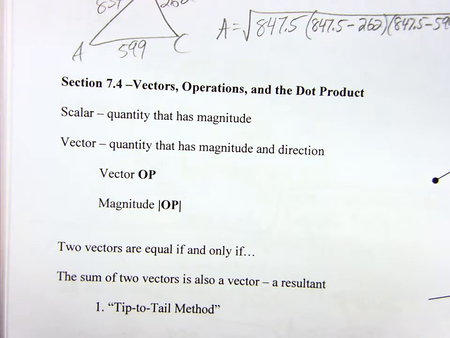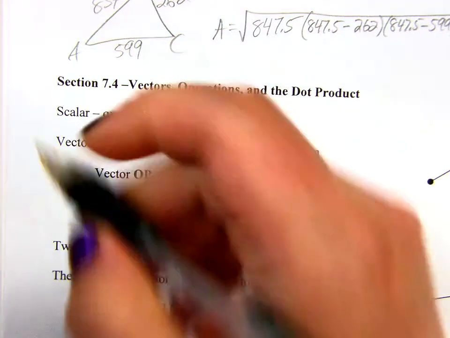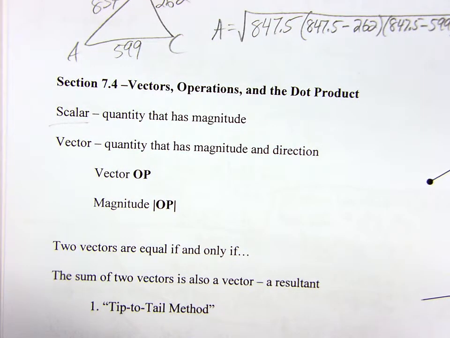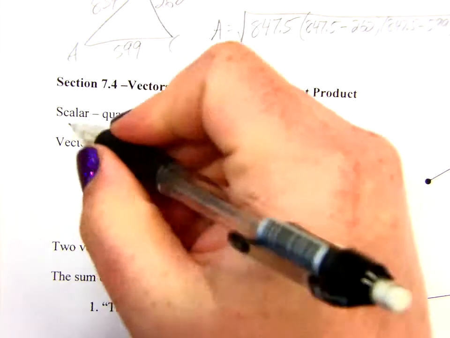We're looking at 7.4 today. First of all, we have some vocab words. Scalar. That's a quantity that has magnitude.